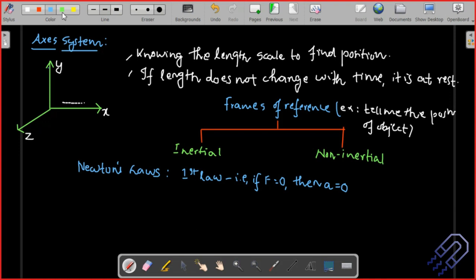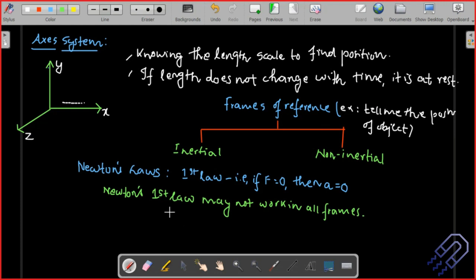There is something called a pseudo force, that is also very important. So what I can say is Newton's first law, or in general, Newton's laws, may not work in all frames. This is important for your notes. If I ask you the difference between the inertial and the non-inertial frame of reference, maybe you can take help from this particular slide. So that's the first thing to note.